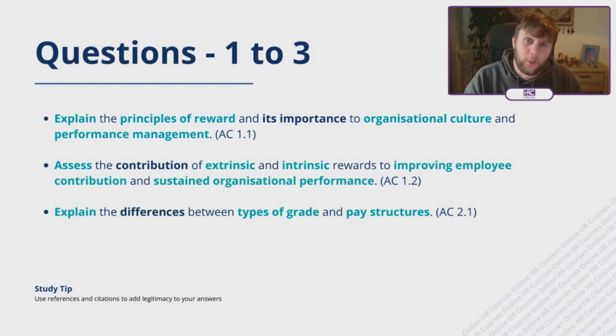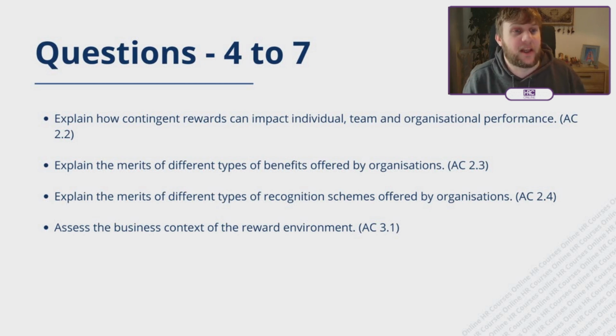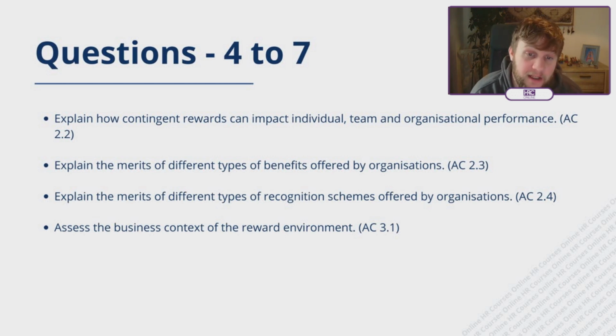Especially the fact sheets, the reward fact sheets have a bucket load of information on. So questions 4 to 7: explain how contingent rewards can impact individual, team and organizational performance. Explain the merits of different types of benefits offered by organizations. Explain the merits of different types of recognition schemes offered by organizations. Assess the business context of the reward environment.